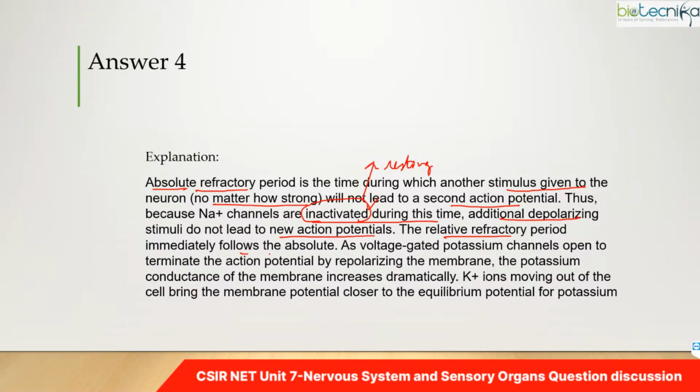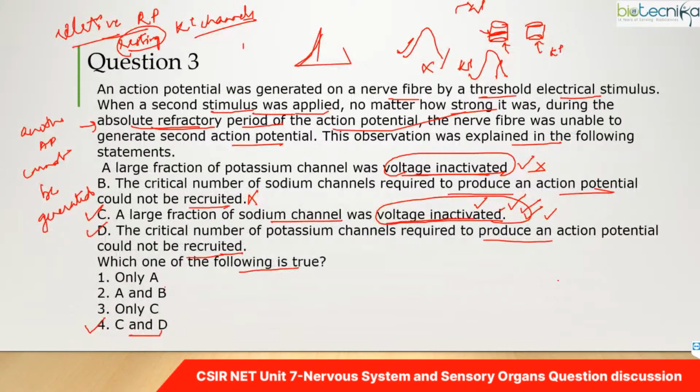The relative refractory period immediately follows the absolute refractory period, as voltage-gated potassium channels open to terminate the action potential by repolarizing the membrane. The potassium conductance of the membrane increases dramatically. Potassium ions moving out of the cell bring the membrane potential close to the equilibrium potential. So you need a critical level of potassium channels, because the membrane potential has to go back to the negative value. Potassium channels open up, potassium moves out, and all those voltage changes have to take place. That is why you need a critical number of potassium channels. So C and D will be the right answer, option number 4.